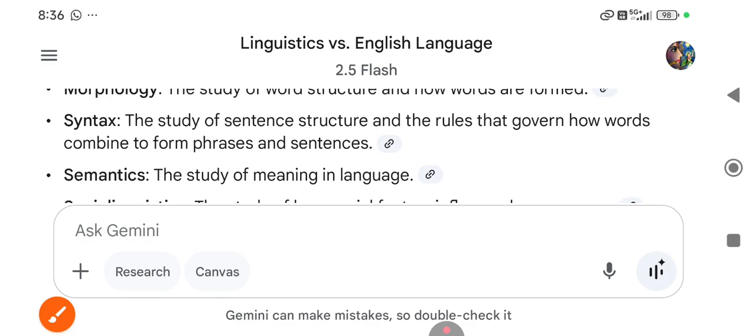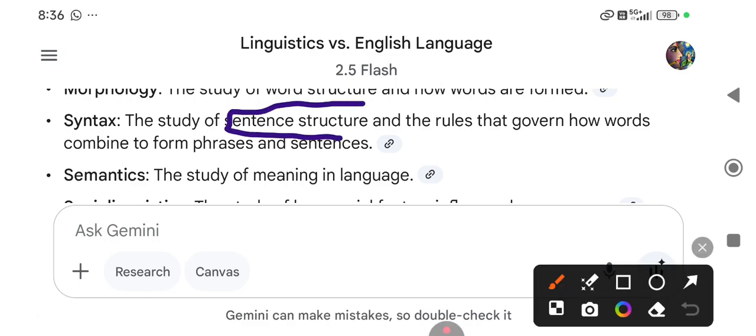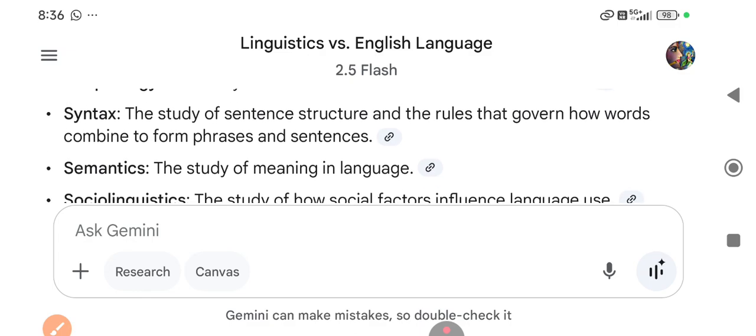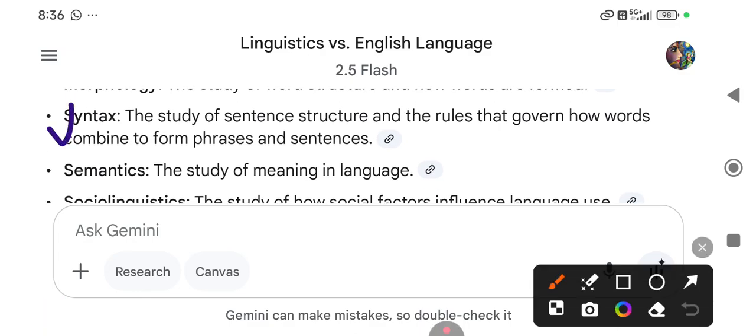Then syntax, the study of sentence structure, right? How sentences are formed, and what rules govern how words are combined, how words are kept in an order. How phrases are made, what's the difference between clause and phrase, how clauses are made, and then finally how sentences are framed. So this study is called syntax.